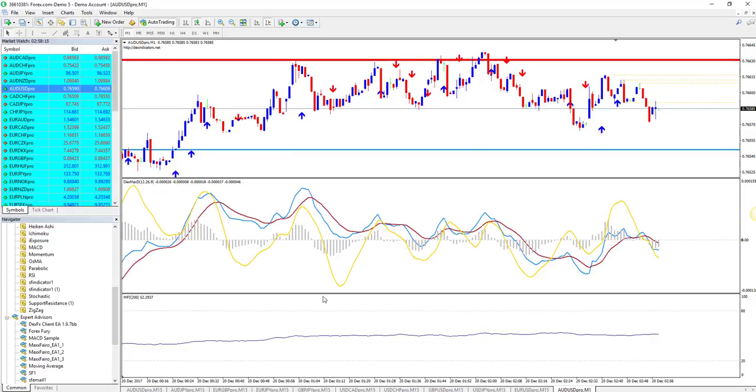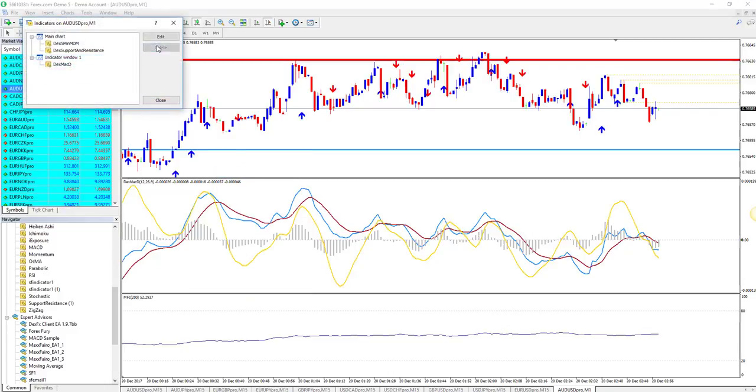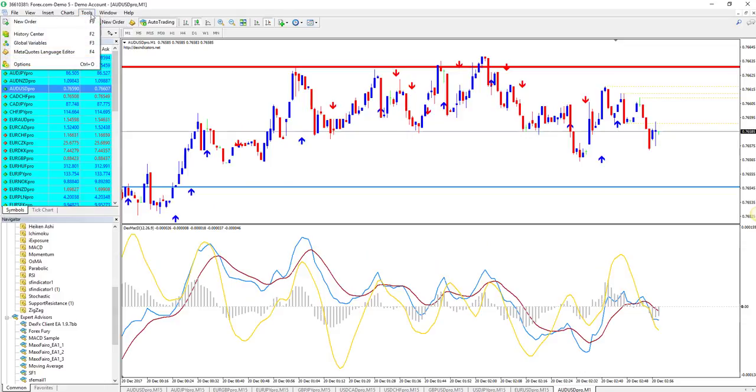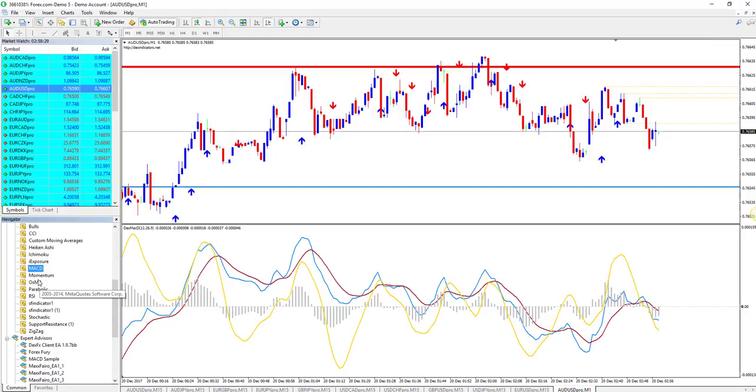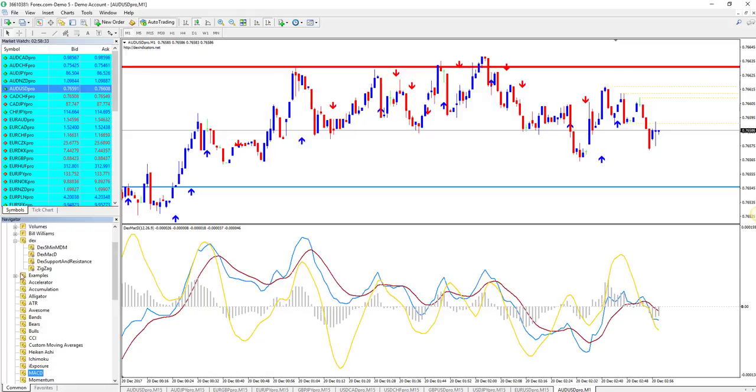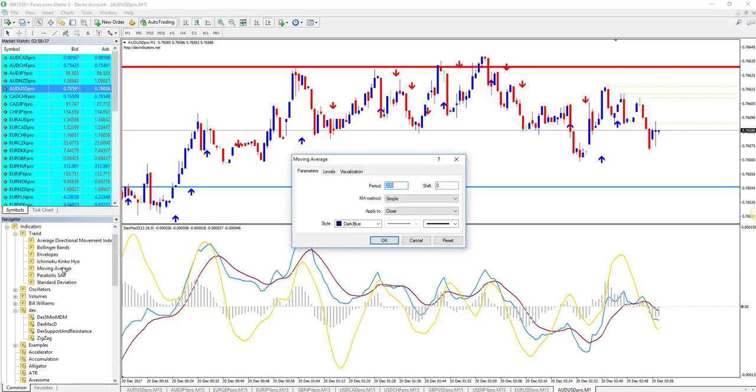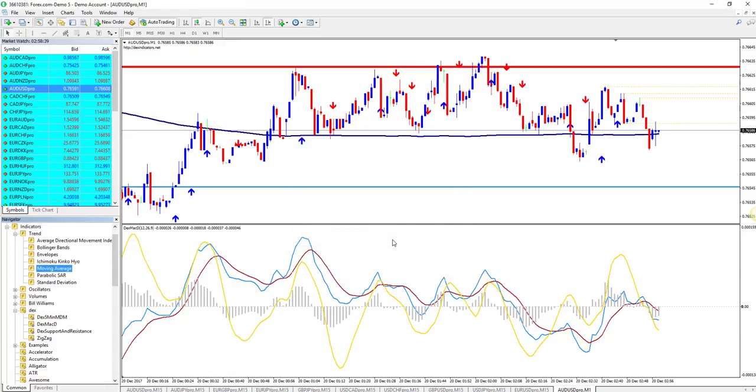Oop, I put it in the wrong area. Wait, it kind of went weird. Money flow index. That's not what I meant to do. I meant to do the moving average. Let me see if I can find one down here. There we are. Moving average 200. There we go.